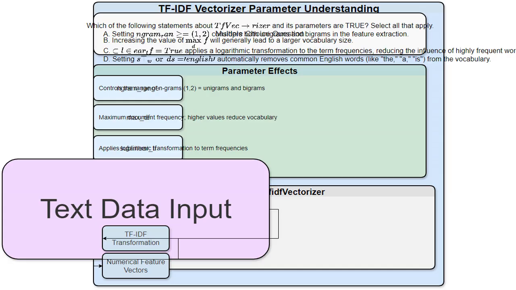This is the output of the TF-IDF transformation. We end up with a bunch of numerical vectors. Each one represents a single document.